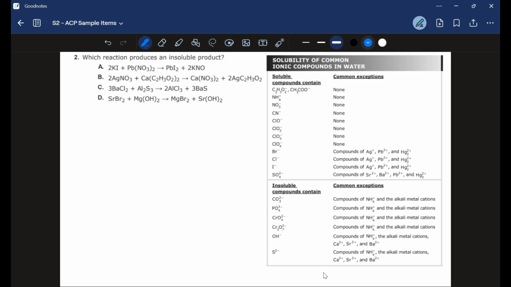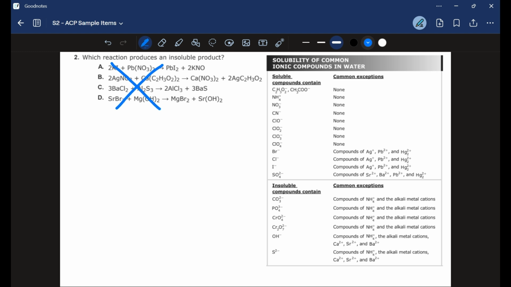Okay, for question number 2, which reaction produces an insoluble product? You are going to need to use your reference sheet, like this one on the right. You're going to use your solubility rules. So the first thing you need to do is make sure that you're not doing any extra work. The question says, which produces an insoluble product? A product is something that is produced, so it's going to be on the right side of your arrow, which means that for all of these answer choices, you can completely ignore the reactants.